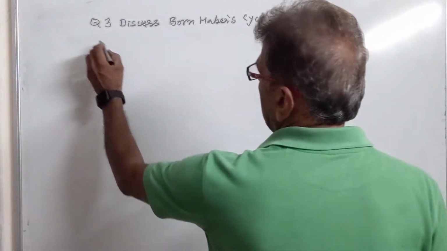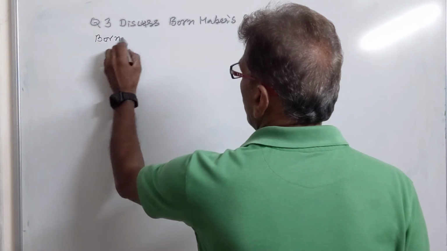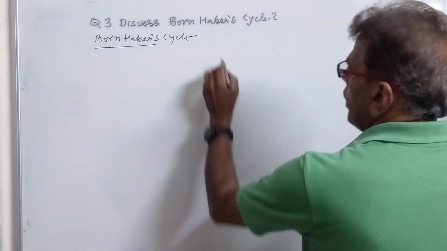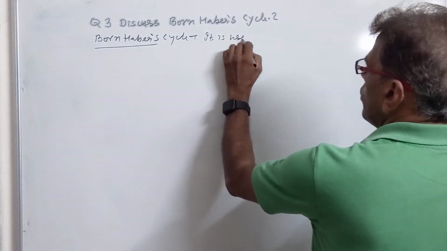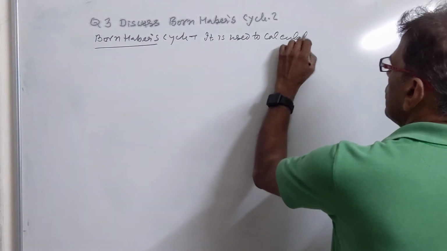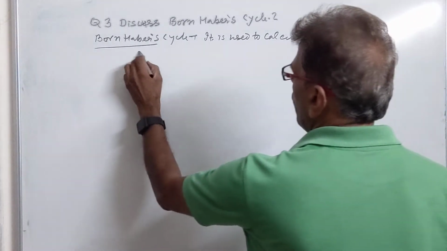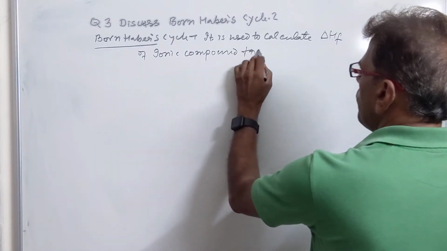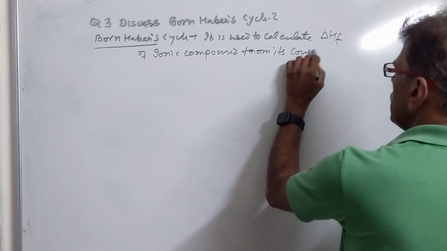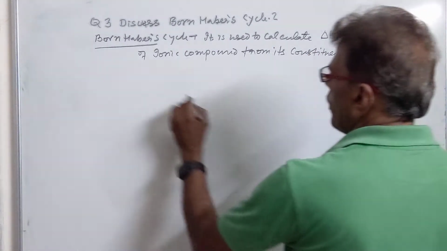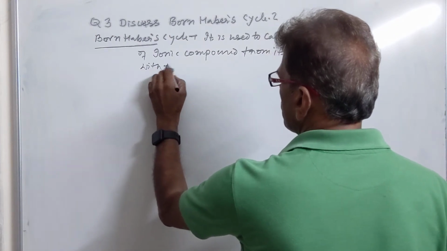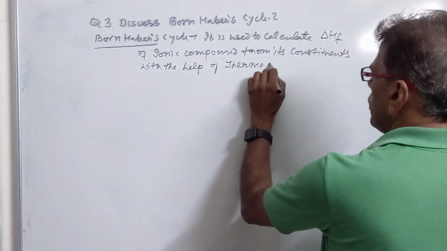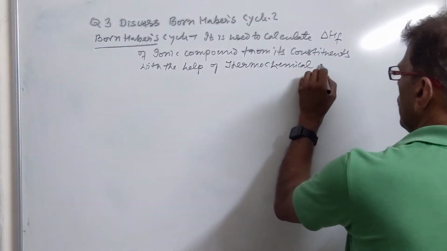So now let us take: it is used to calculate the enthalpy of formation of an ionic compound from its constituents with the help of thermochemical changes.